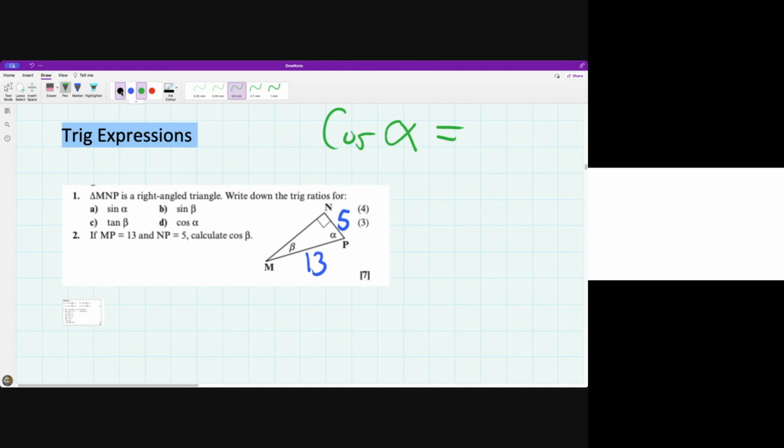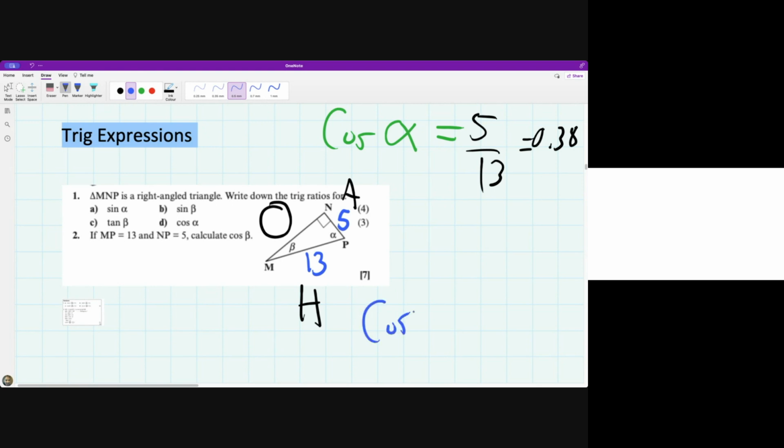So what I'm going to do is write in, if alpha is the angle, that's going to be O, that's going to be H, that is going to be A. So cos is A over H. So it's 5 over 13, which is the same as 0.38. But I would just leave it as that.